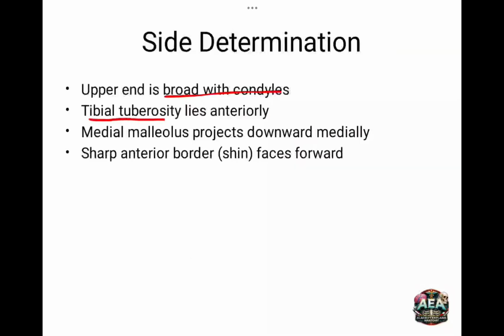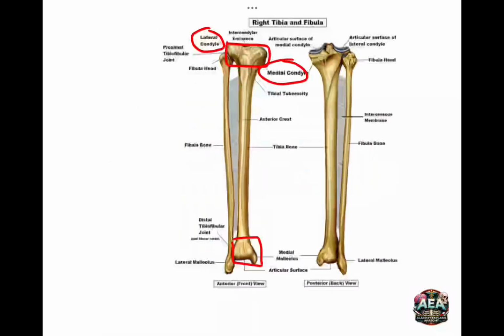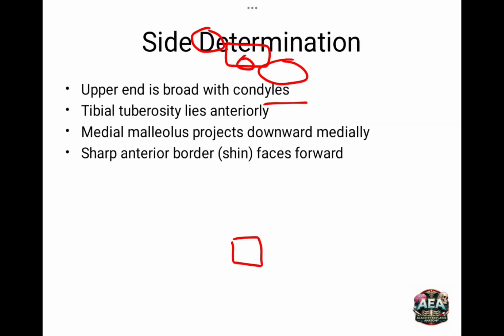Then there's a tibial tuberosity anteriorly. There's a what? A tibial tuberosity anteriorly. Look at the tibial tuberosity here. This structure here. This is your tibial tuberosity. It is located what? Anteriorly.